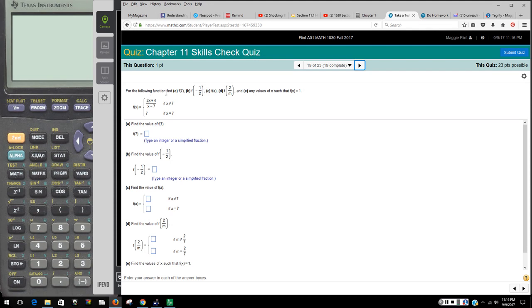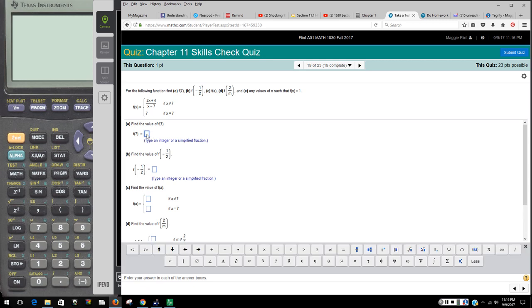For this function, find f of 7, f of -1/2, f of a, f of 2 over m, and any values of x such that f of x is equal to 1. Okay. f of 7: as long as x is not 7, you would use this formula. But if x is 7, then f of 7 is 7. That's just from reading the rule.